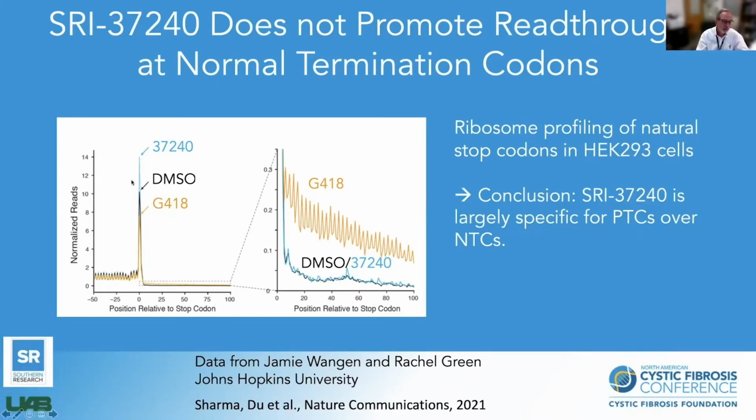In contrast, 37240 has a much slower, higher peak than DMSO. When we blow up this region just past the stop codon, we see that G418 is in fact reading through these natural stop codons to a certain extent. In contrast, our DMSO control and 37240 are superimposed, suggesting that 37240 does not promote the read-through of normal stop codons. So we have a small molecule that does suppress premature stop codons, but does not suppress normal stop codons. This work was done by Jamie Wangan and Rachel Green at Johns Hopkins.